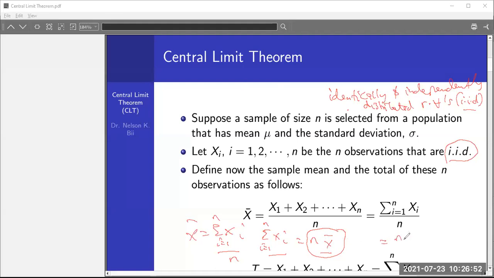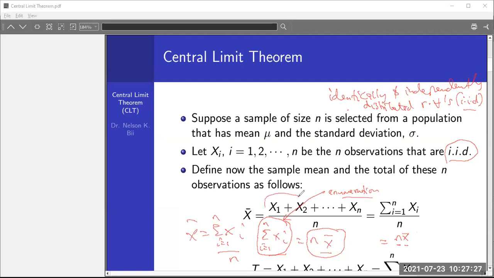N is the sample size, isn't it? X bar is the sample mean. So when you multiply the sample size by the sample mean, what do you get? You get the sum of xi's, isn't it? So these xi's, what does that mean? That's complete enumeration of all the units in a given sample space.